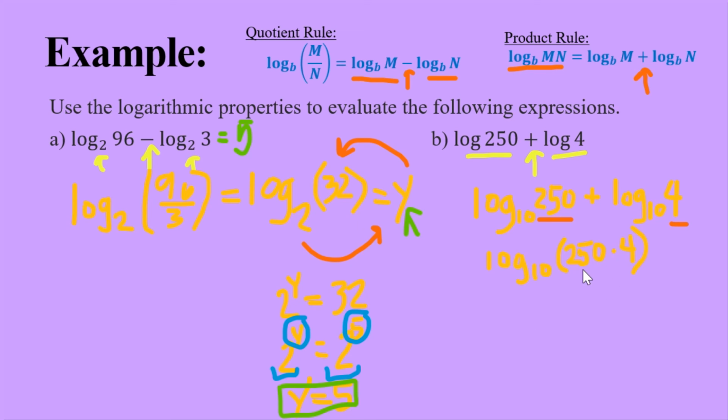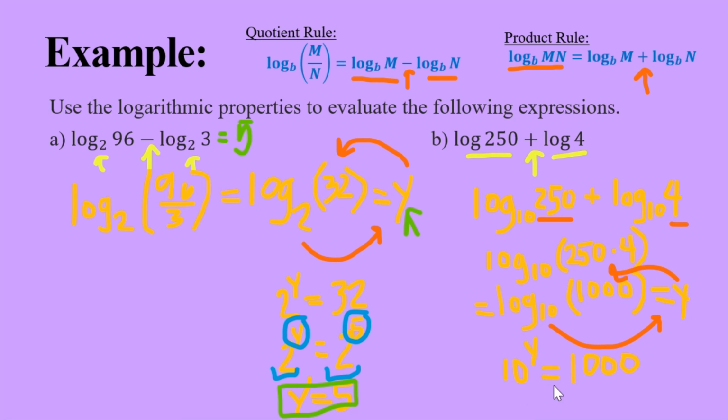Now if we multiply 250 times 4, we'll get 1,000. And so now we want to evaluate this log base 10 of 1,000. Well, we can set this equal to y, and then remember we can use that circular motion pattern, and we do that to get the equivalent exponential form.